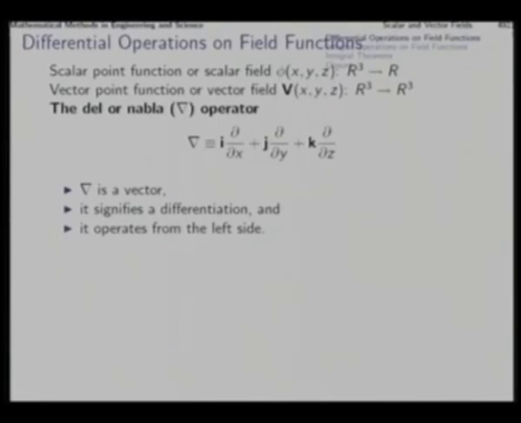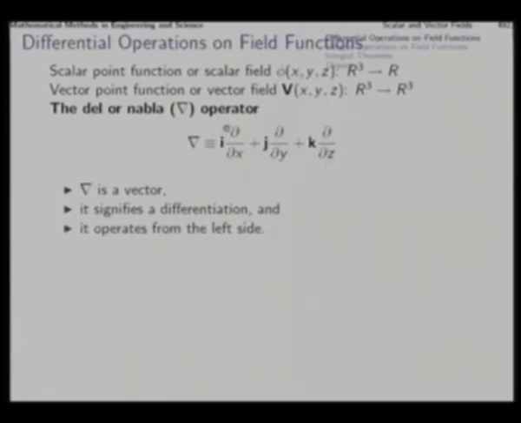A function of x, y, z, which is a scalar function, that is a mapping from 3-dimensional space to the real line, is called a scalar point function or scalar field. Similarly, if you have a mapping from 3-dimensional space to a 3-dimensional space, that is a vector field or a vector point function, you can represent it in this manner. Now, on both the scalar and vector fields, you can apply an operator, the first order differential operator, which is denoted as del or nabla, and the meaning of which is this.